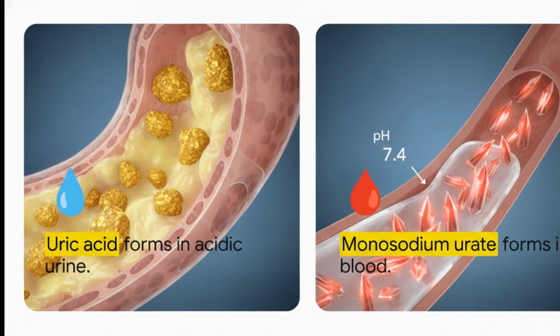But in the slightly more alkaline, pH 7.4 environment of your blood and joints, it becomes monosodium urate. This specific formulation is the actual culprit behind gout. It's the exact same base metabolic byproduct, but an entirely different villain depending on the neighborhood it's hanging out in.